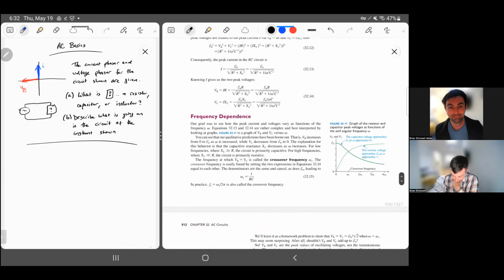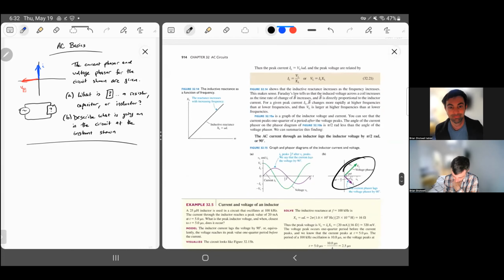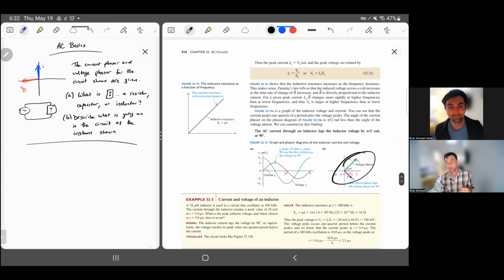For an inductor, the cause is a voltage. So you try and force current through an inductor. So you zap it with a battery. So the voltage comes first, and the inductor doesn't like that.